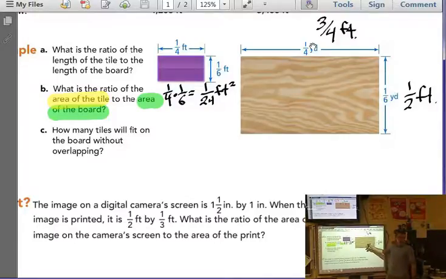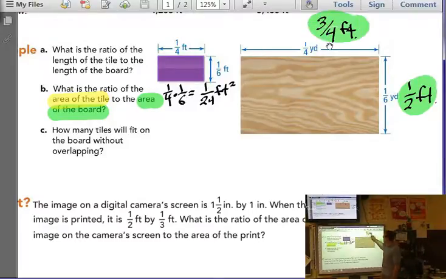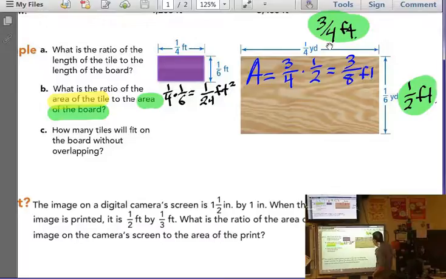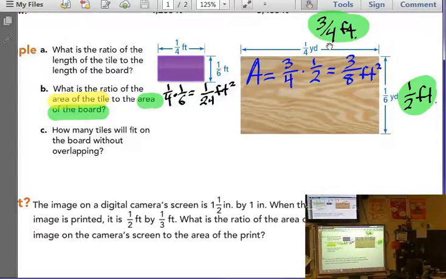So area of the board, try this on your own using your feet measurements. Try not to look up here. Area of the board using feet measurements. Any issues? That squared only relates to the label.